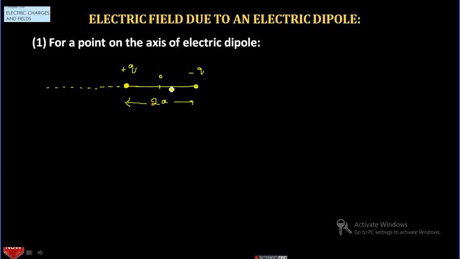This is the line passing along the axis of the dipole. Here we have to consider a point on the dipole axis. Consider the point is here, at a distance of r from the center. We have considered the point P at a distance r from the center. At point P we have to find the net electric field due to the electric dipole.